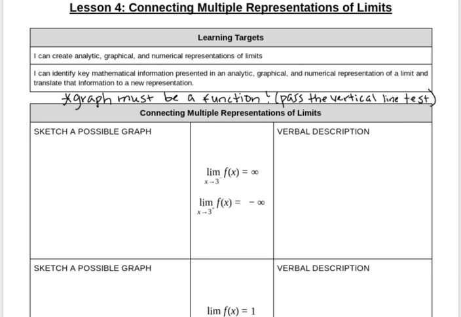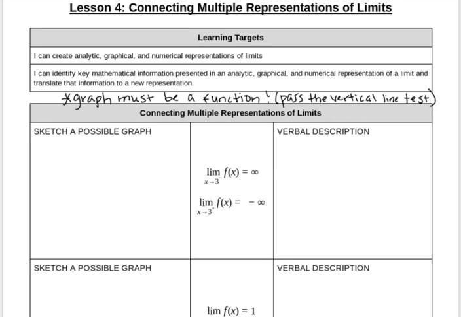So if you were to take a vertical line and drag it across your graph, that vertical line should only hit one y value at a time. Okay, we can't have multiple y values for one specific x value. That's what it means to be a function.